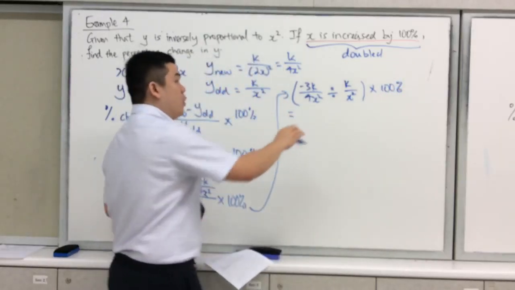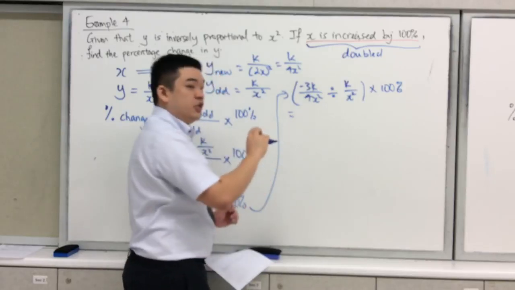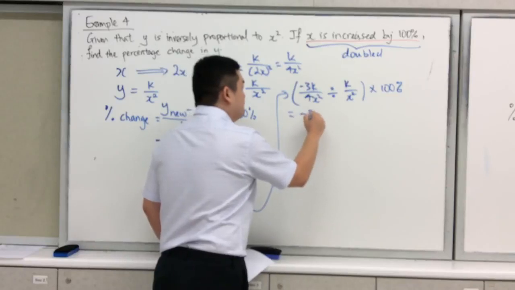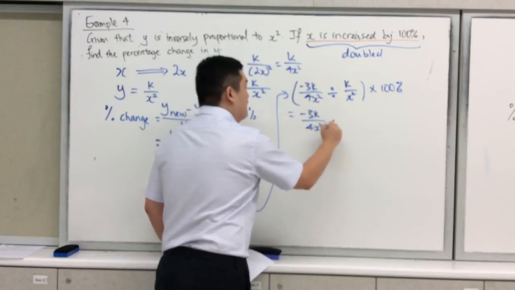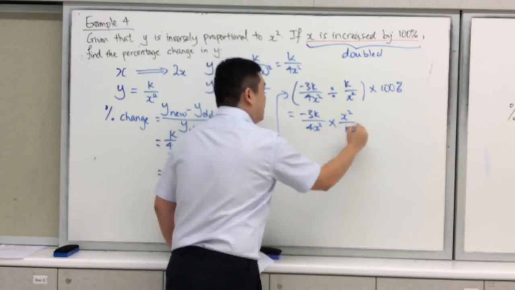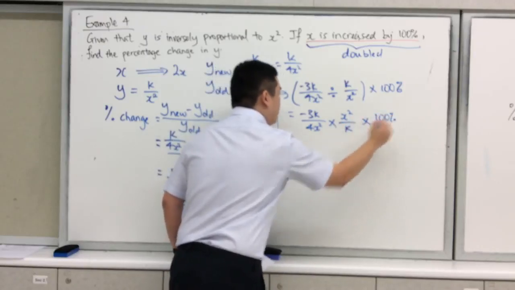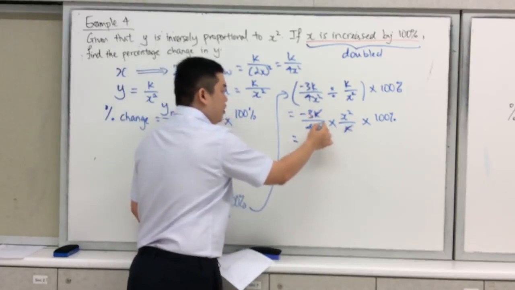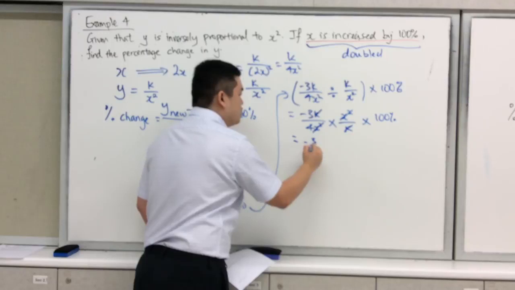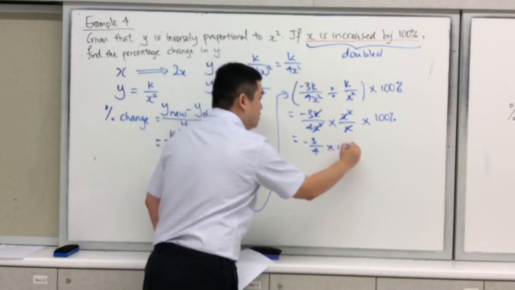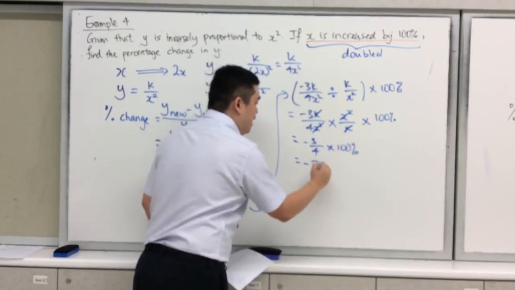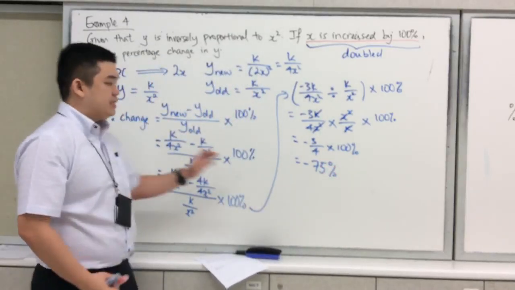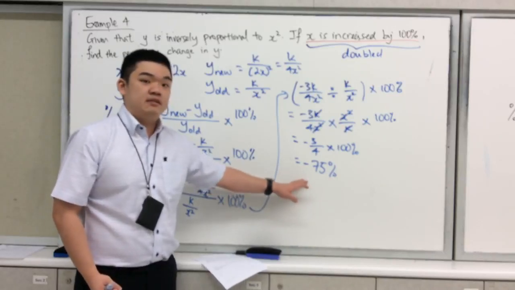So now, when we have a fraction divided by a fraction, we have to change it to multiply, and we have to reciprocate the second fraction. So minus 3k over 4x squared multiplied by x squared divided by k multiplied by 100. Alright? So now we can simply just cancel your k with your k, your x squared with your x squared. So we have actually negative 3/4 times 100, and you get negative 75%. Alright? So now the percentage change is actually negative 75%. Alright?